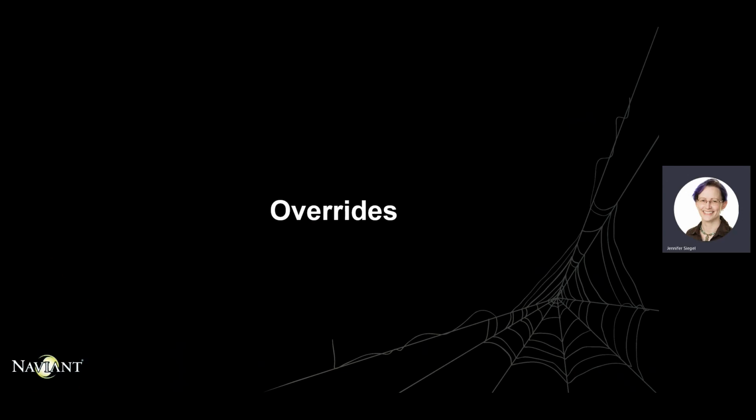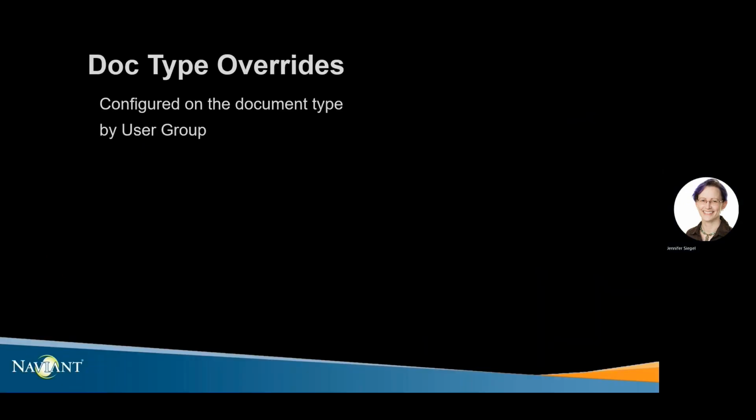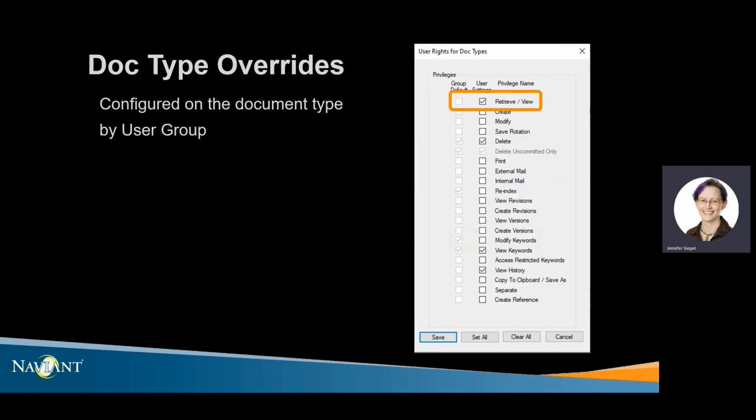We already touched on some override capabilities in the password policies, but here I want to focus specifically on document types. Document type overrides are configured at the document type level by user group and enable you to add and remove default permissions as needed.